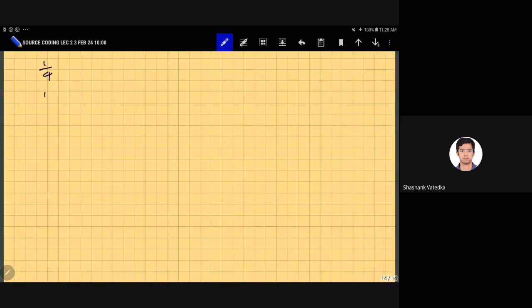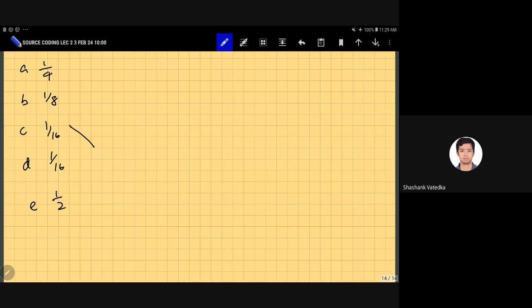So 1/4, 1/8, 1/16, 1/16, and half. A, B, C, D, and E. So the first step in the Huffman algorithm is to combine two symbols with the least probabilities. And in this case, it is C and D. So C and D have the least probabilities here.